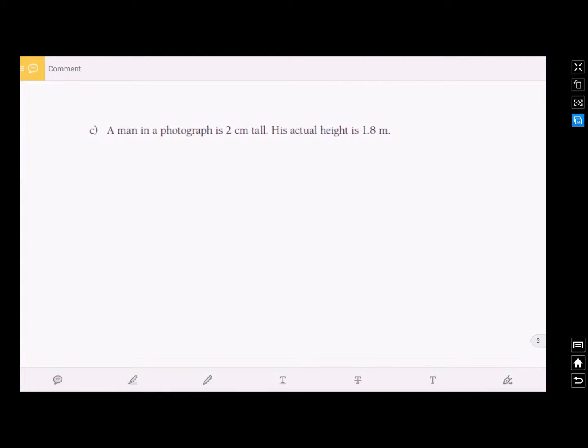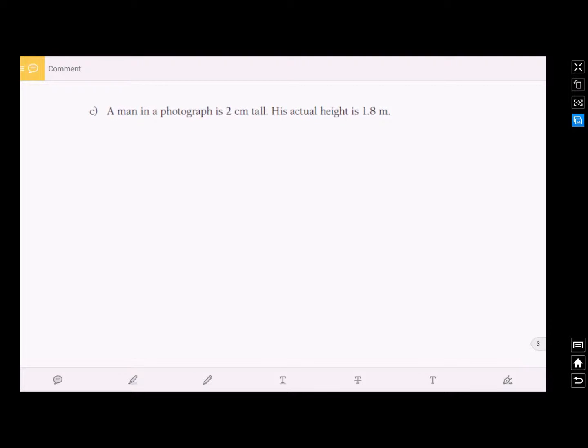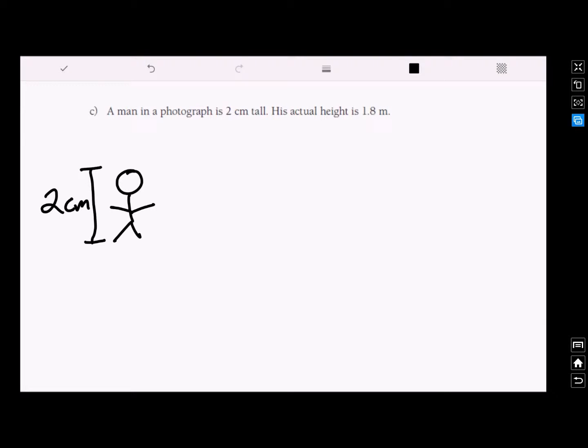Here's one that doesn't have a picture. It just says a man in a photograph is 2 centimeters tall. His actual height is 1.8 meters. So we want to know what is the scale factor here. Well, let's draw a man. So here is a man, and let's say his height here is 2 centimeters. Okay. And in actual real life, the man is actually 1.8 meters.